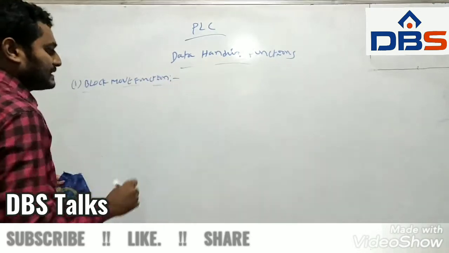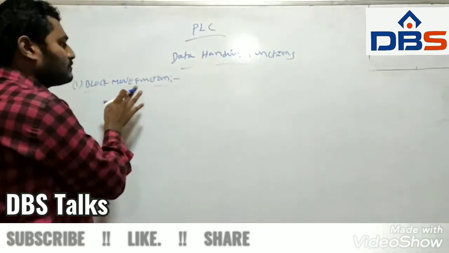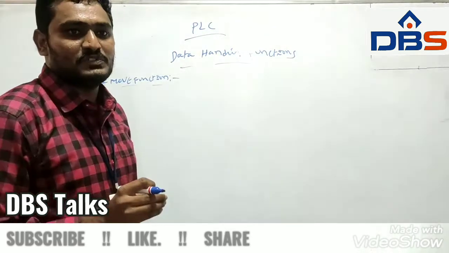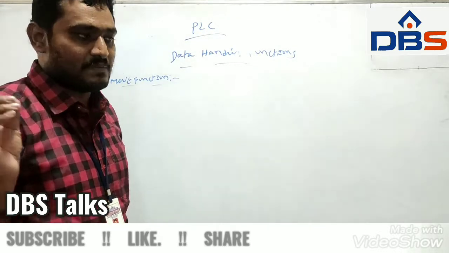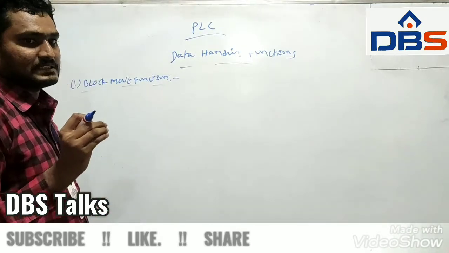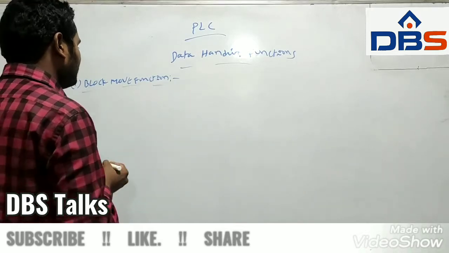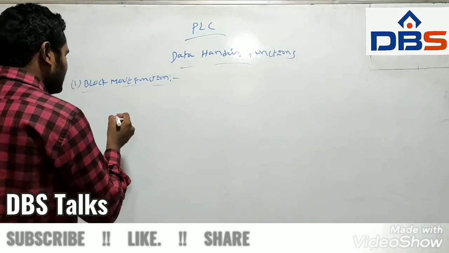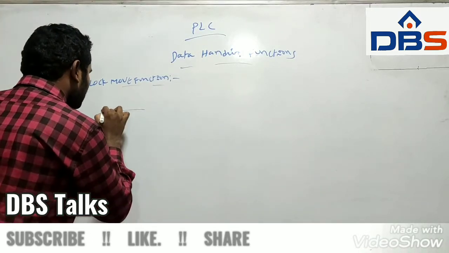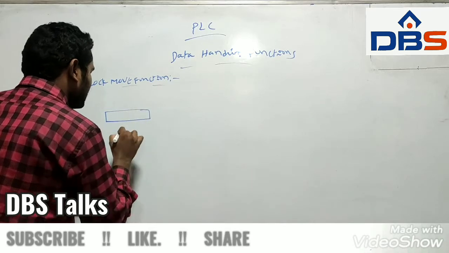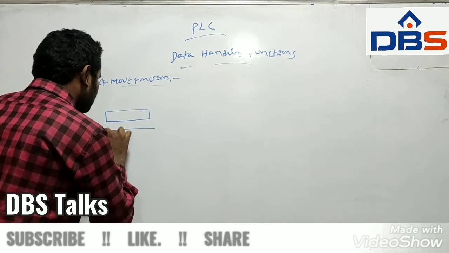So in the previous section I discussed the introduction of the block move function. The block move function is used to move the data from consecutive registers to another set of consecutive registers. Here I am taking one example. For example, I am taking 10 registers.